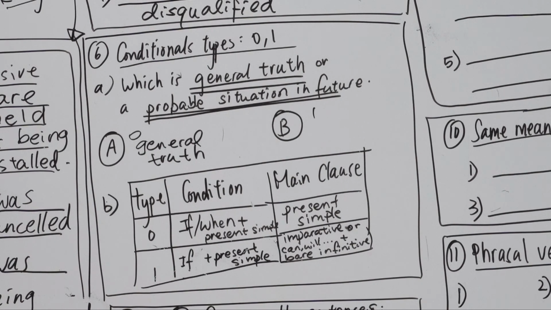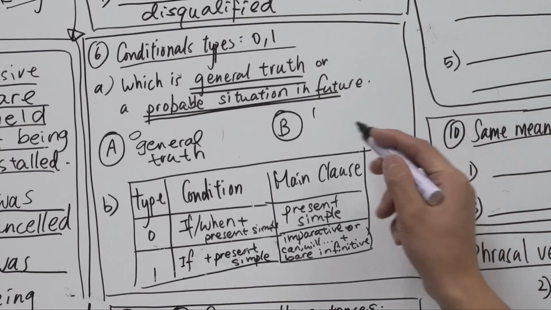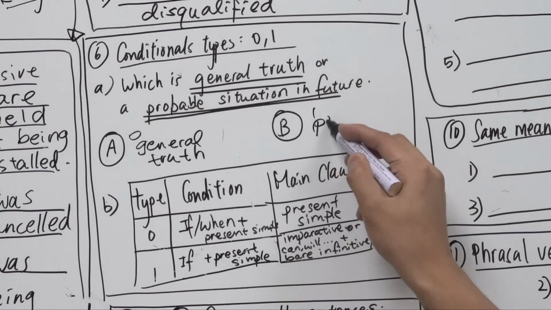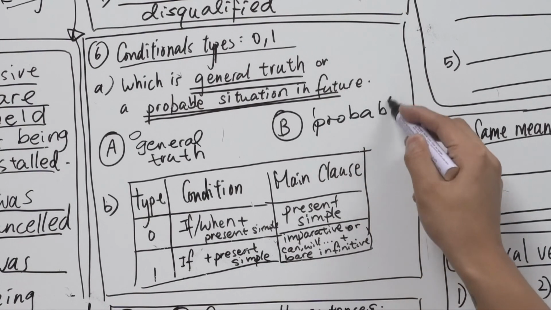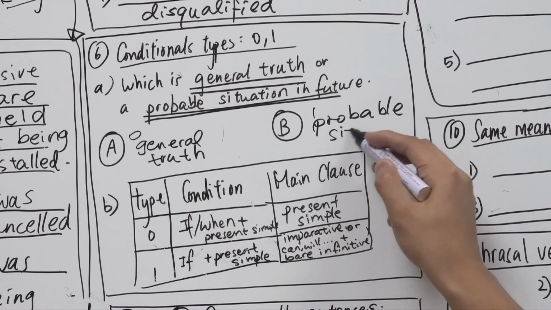Lavina, letter B. If it stops snowing, we'll go skiing. Is that general truth or a probable situation in the future? Probable. Right, probably true, right? A situation in the future. So this would be a probable truth or probable situation.